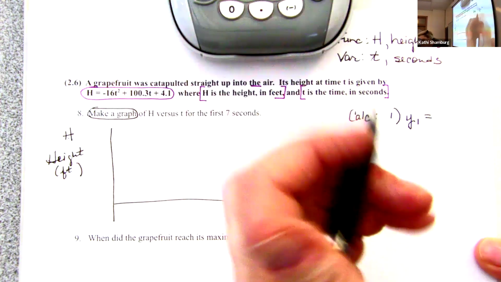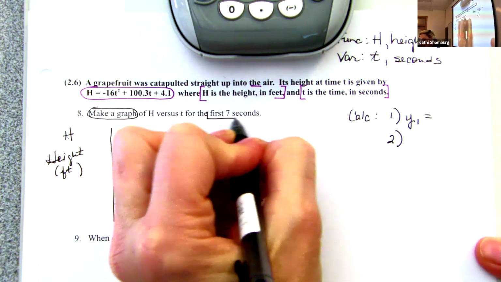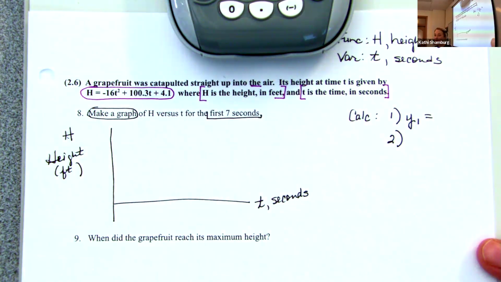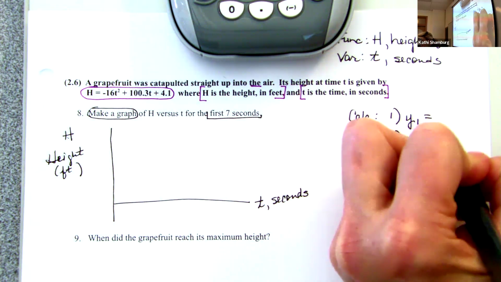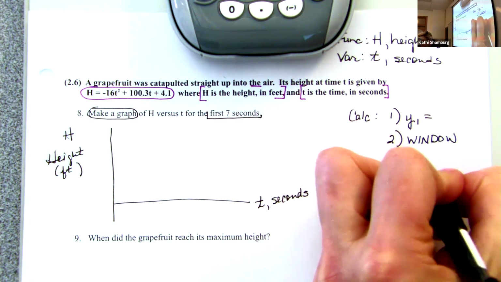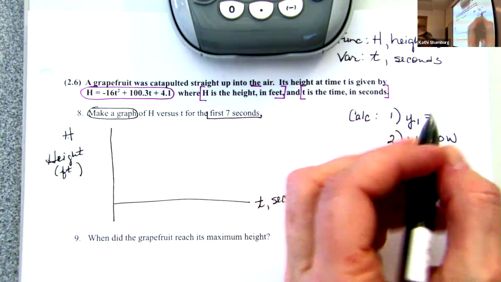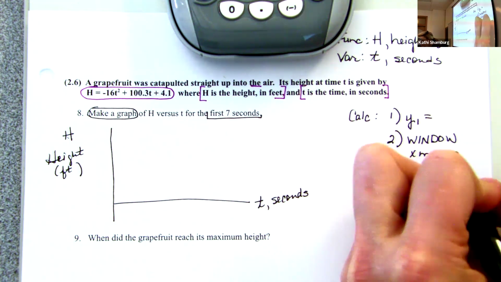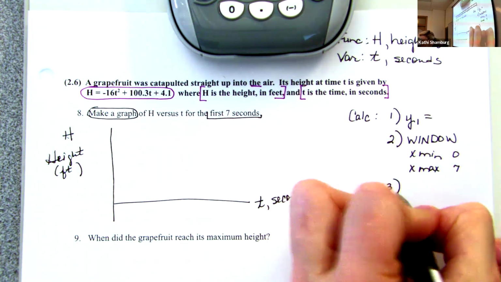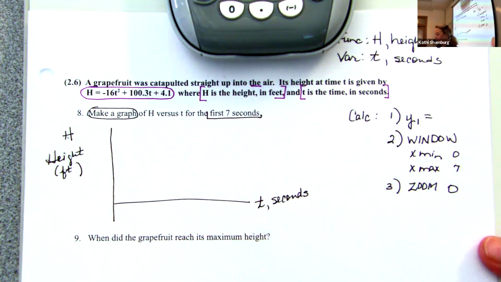Okay. Pay attention to this because what is that going to help me with? Yeah, I'm going to go to the window. It wants the x minimum, which the first 7 seconds, so that would be 0 to 7, and then zoom 0.